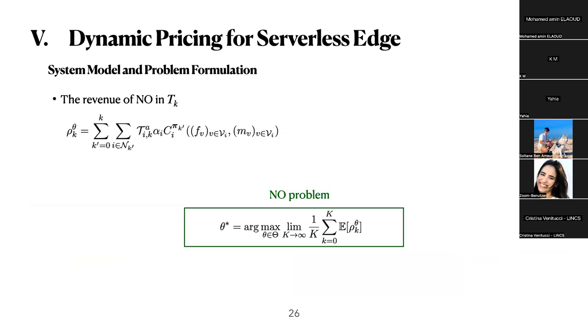So we define the revenue of the network operator in pricing period TK. Rho k theta is the revenue in one time period, given a policy theta, a pricing policy. Here we take all the revenue from the users that are active in that period, even if they came before that period with old prices. If they are offloading, we consider these old prices multiplied by the request rate of each user and multiplied by the unit cost of each user. So the network operator problem is to find the optimal policy that maximizes the mean expected value of the revenue in each period TK.